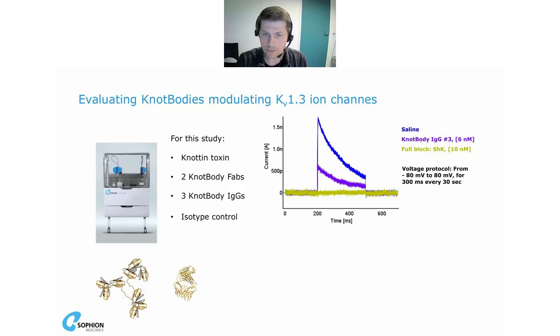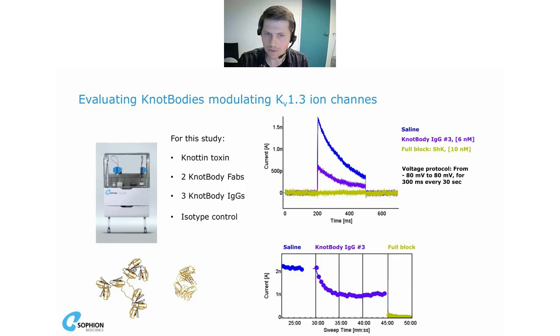And here in blue, you see a full Kv1.3 current response to a step voltage to 80 millivolts, and this response could be modulated by the Notbodies. In purple, you see the effect of an IgG Notbody, and this is then followed by a full block of the ShK toxin.